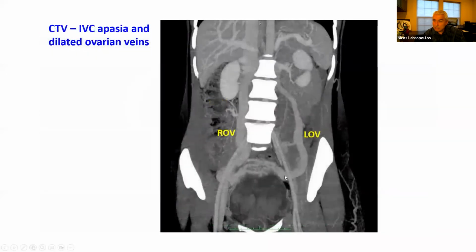And you see now beautifully on this view the right ovarian vein that goes to the cava, the left ovarian vein that goes to the renal, right? And the cava below the renal level is missing. You see all these big collaterals here.